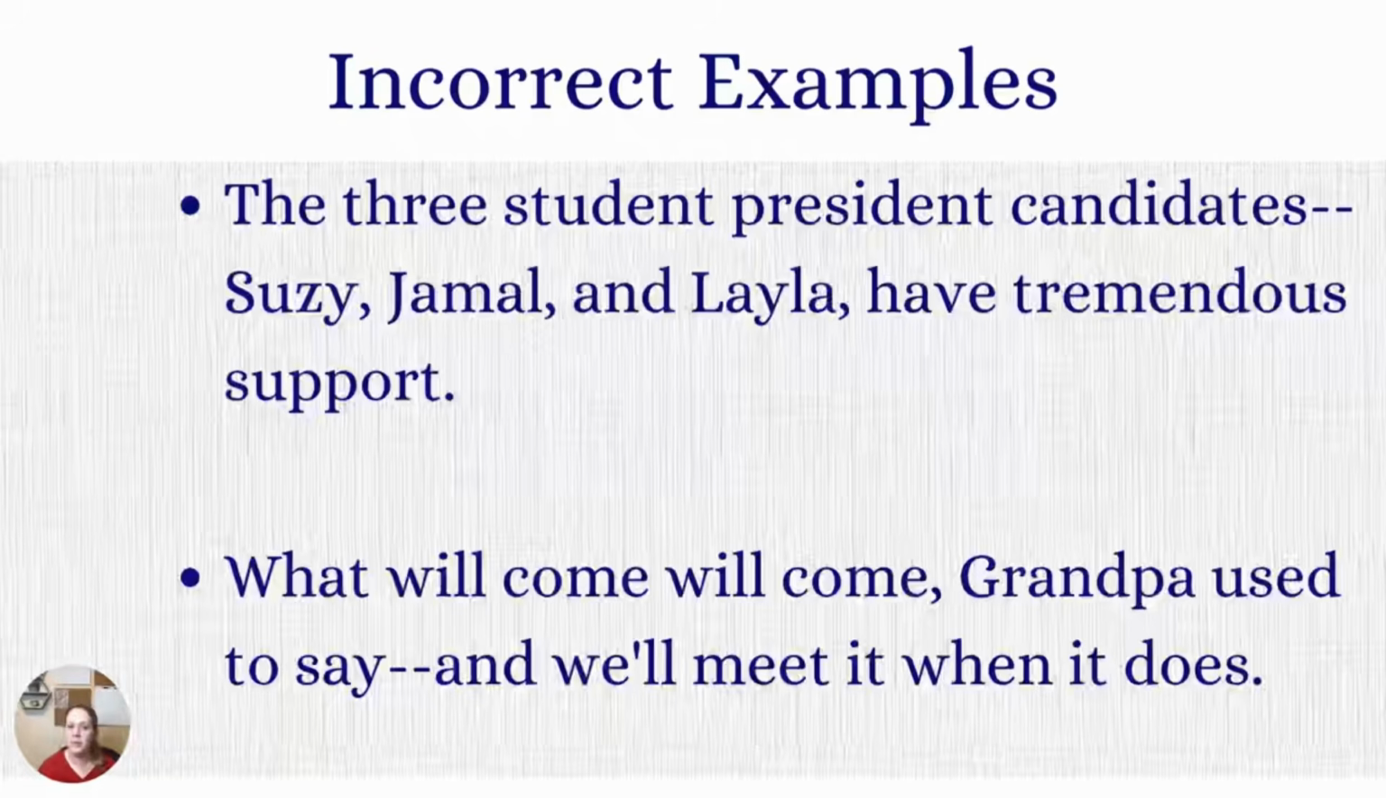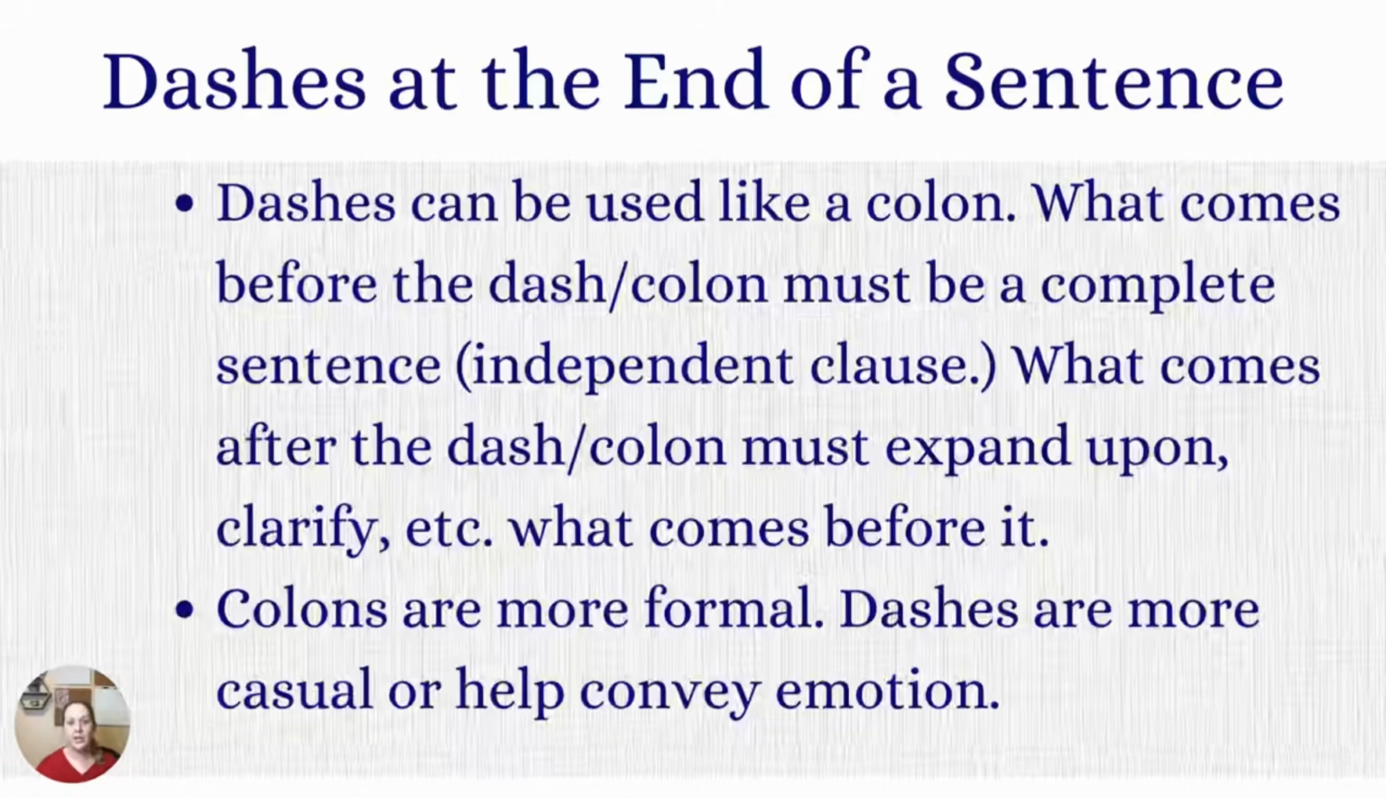The bottom example does the same thing, it's just in reverse. This time it leads in with a comma and exits with dashes, which is also incorrect. Now let's talk about offsetting extra information at the end of a sentence. In these cases, dashes can be used very much like a colon.